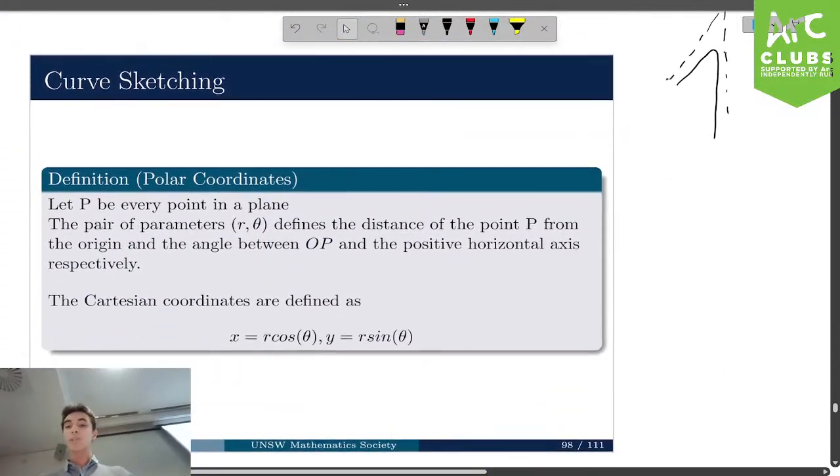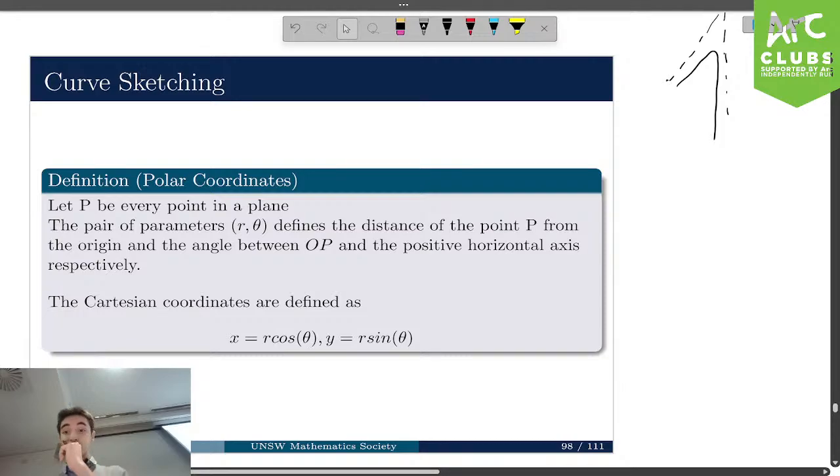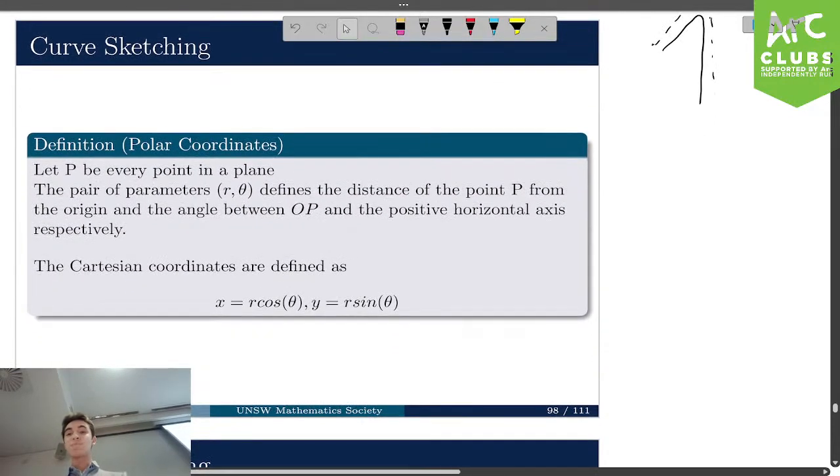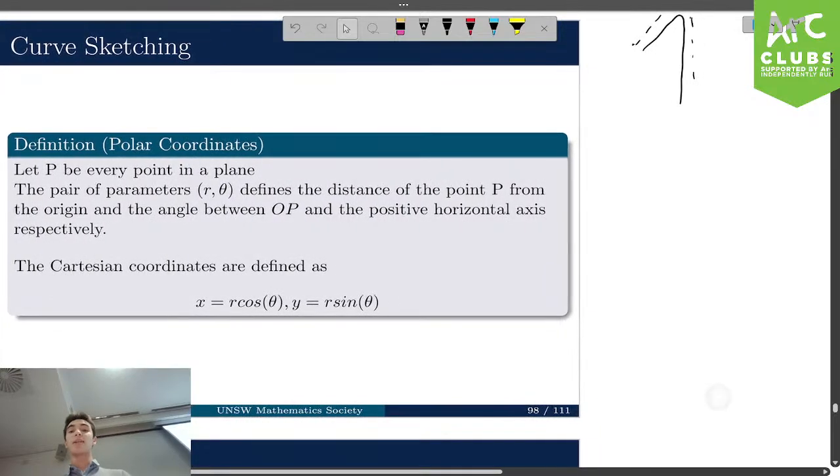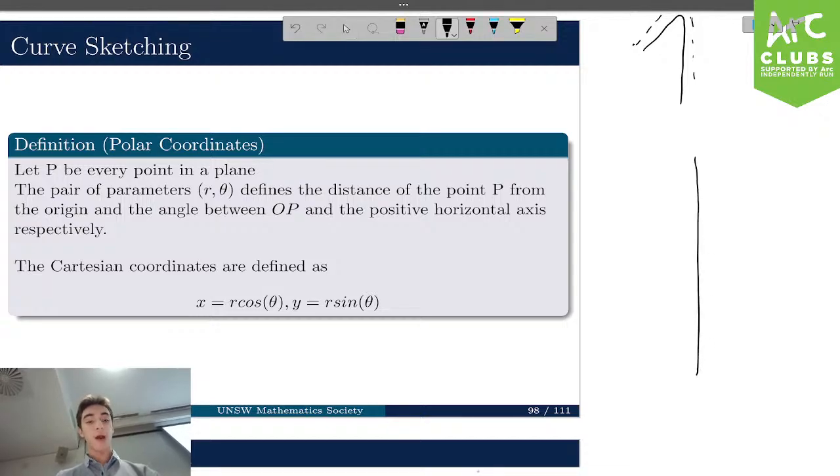All right, now onto something else. We've got polar coordinates, okay? So this might be something you haven't done in high school, and it's basically a different way to define points on the plane, okay? So usually how we describe a point on the plane is we have its horizontal coordinate and we have its vertical coordinate, okay?